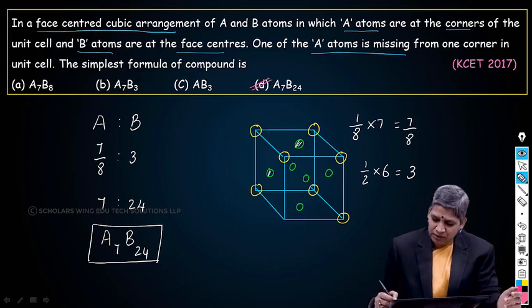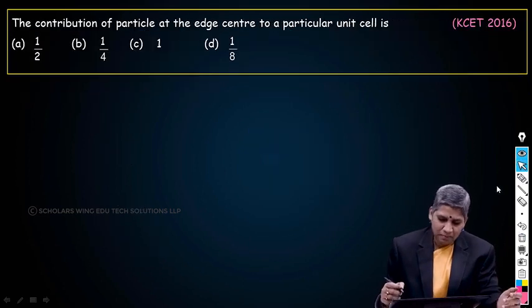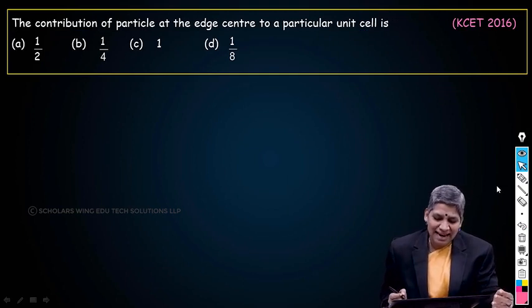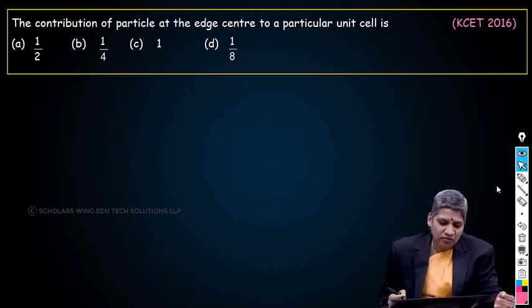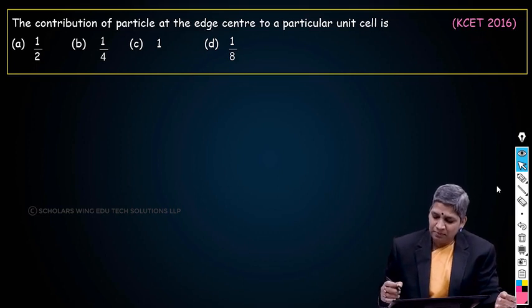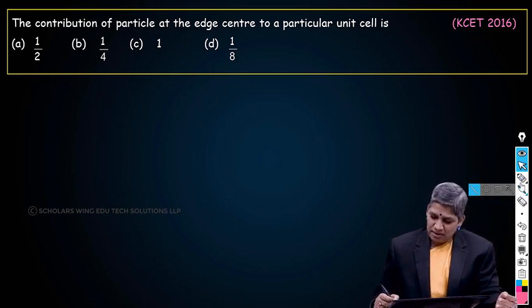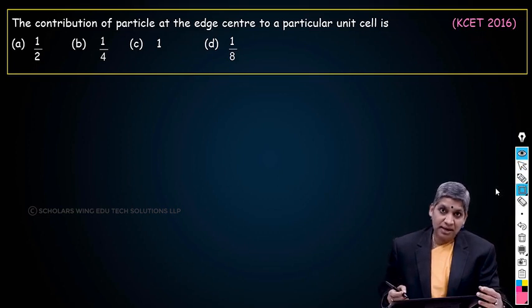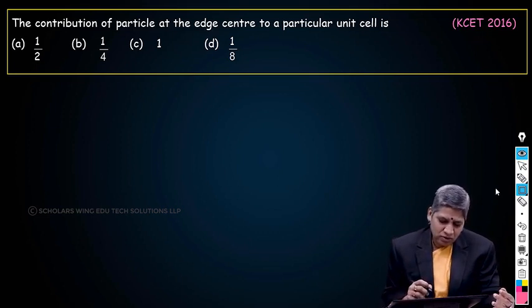Shall we move on to the next question? The contribution of particle at the edge center to a particular unit cell is half, 1/4, 1 by 8. The question is again picked up from KSET. This time it is 2016 question paper. And what's the right answer? Before showing the right answer, let me draw a picture and then explain to you. You'll understand better. Okay. Now, I need to show the contribution of a particle at the edge center, right?